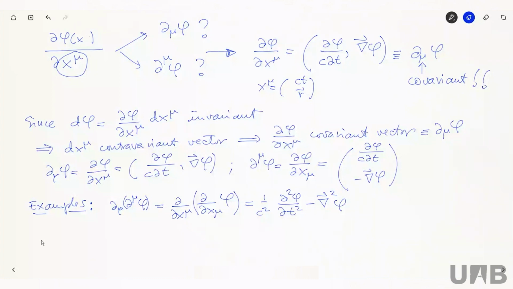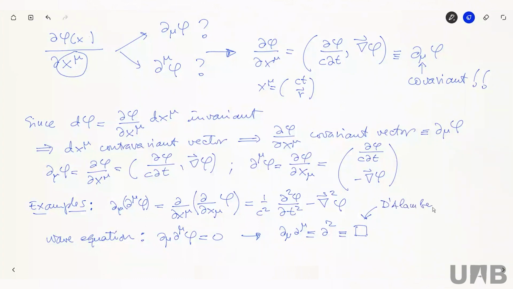That would be a wave equation, right? A typical wave equation would be d mu d mu phi equals 0, for instance. And this sometimes has a name. Some people write it as d squared, some other people write it as this object. If this is the Laplacian operator, this thing is the D'Alembertian operator. You could even find a 2 here sometimes, although not necessarily. So it is a square, a D'Alembertian, d squared, or d mu d mu.